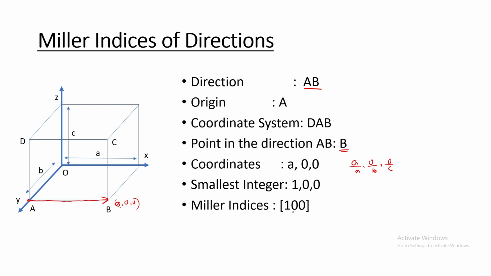So the Miller indices are 1, 0, 0. These are enclosed in square brackets. So Miller indices for this direction AB is [1 0 0]. And this 0 means the direction is perpendicular to the corresponding axis. So you can see that in this direction, this 0 corresponds to the y axis, so AB is perpendicular to the y axis, and this 0 corresponds to the z axis, so AB is perpendicular to the z axis also.